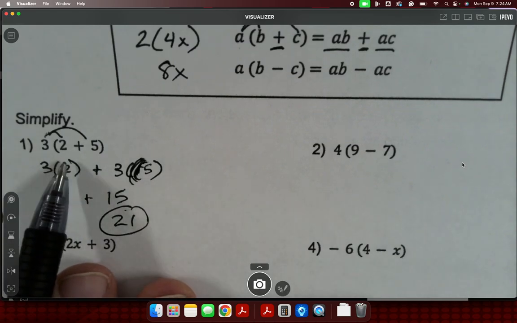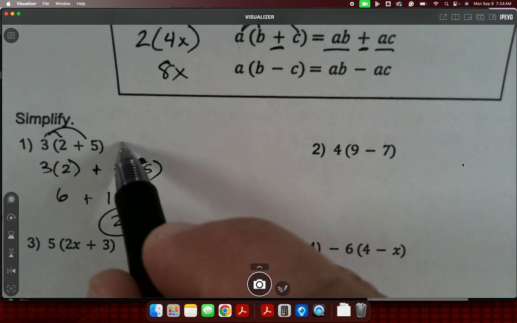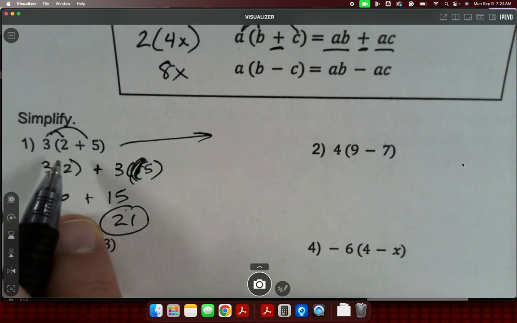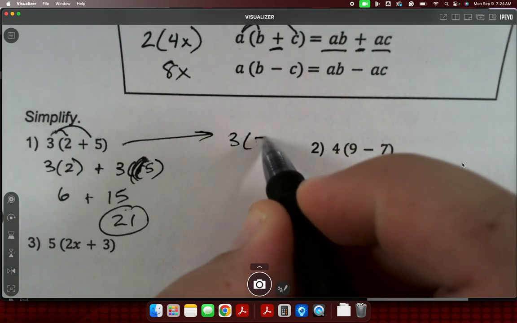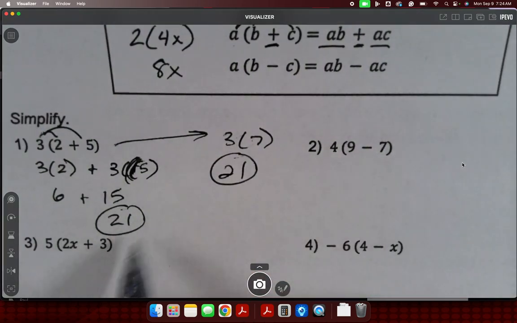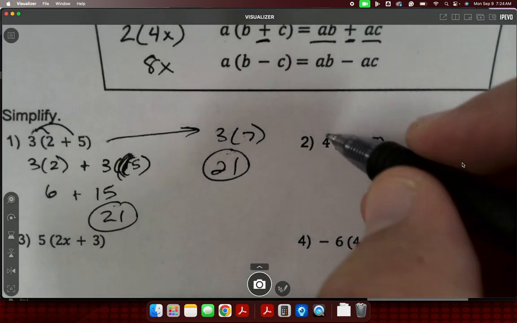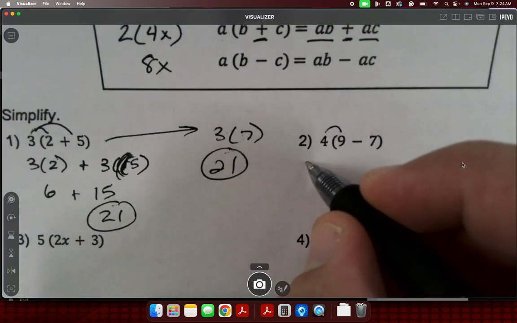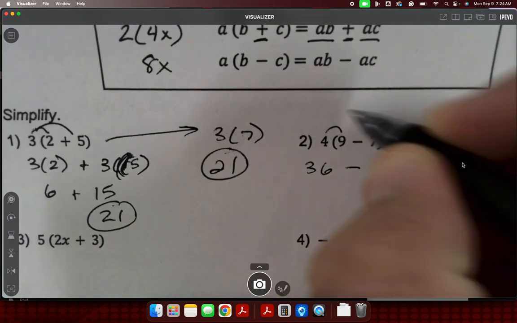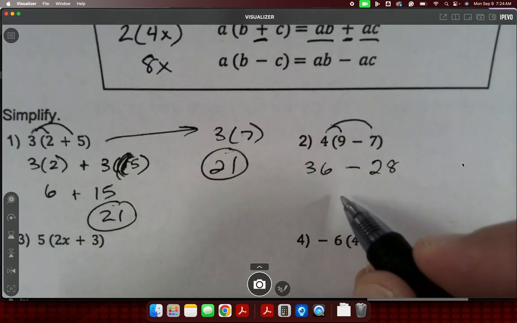If you think about the order of operations, the first thing order of operations tells us to do is whatever's inside the parentheses. So another way to solve this problem is to say 2 plus 5 is 7, and 3 times 7 is 21. So we get the correct answer either way there. So let's see how that shows up as well on number 2. We have 4 times 9, which is 36, minus 4 times 7, which is 28, and 36 minus 28 is 8.